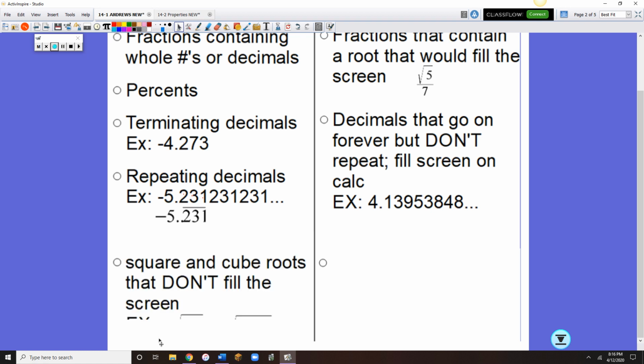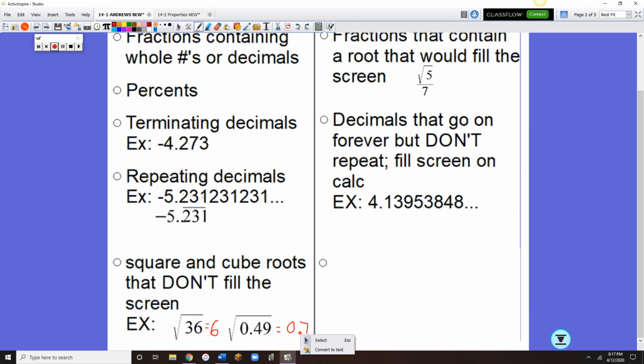Square roots and cube roots that don't fill the screen. For example, the square root of 36 equals 6. So that didn't fill the screen. That makes the square root of 36 rational. However, or in addition, a decimal under the root sign does not automatically mean it's going to be irrational. Okay, root of 0.49 equals 0.7. Okay, so we can still have a terminating decimal as an answer.